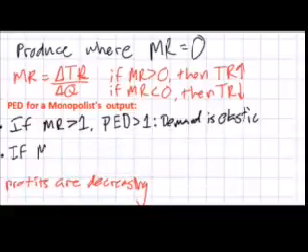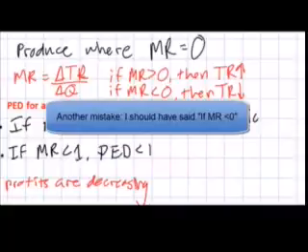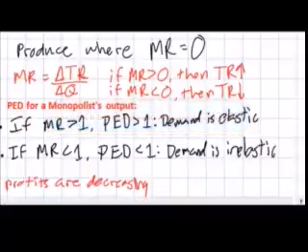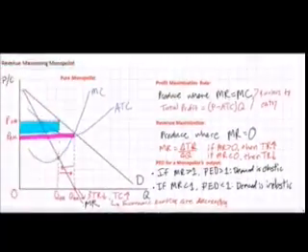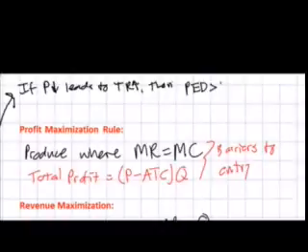Secondly, if marginal revenue is less than 1, then PED is less than 1. In other words, demand is inelastic. Why is this the case? Earlier in the course, we explained what is known as the total revenue test of elasticity. The total revenue test, we're going to move up here now, essentially says that if a decrease in price leads to an increase in total revenue, then demand is elastic.